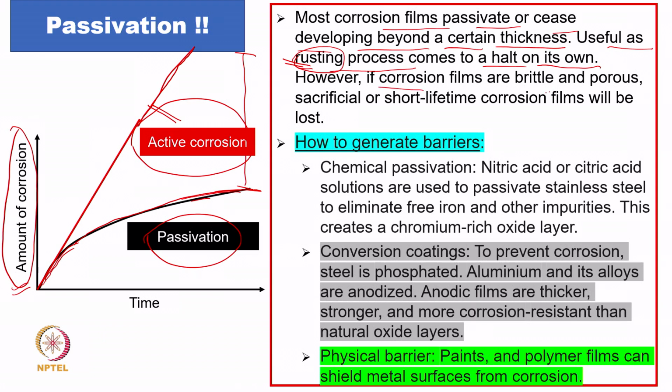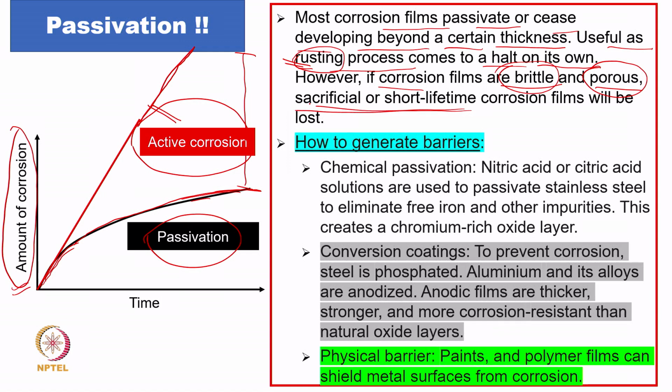However, if the corrosion films are brittle or porous, by this I mean the surface or layer which is getting formed because of the corrosion is brittle or porous. If it is porous, then naturally the oxygen will keep passing from the top surface to the middle to the bottom. In this situation, this sacrificial or short-lifetime corrosion film will be lost, and is not going to give a good solution to us. Naturally, if this is the situation, we need to think how to generate additional barriers.